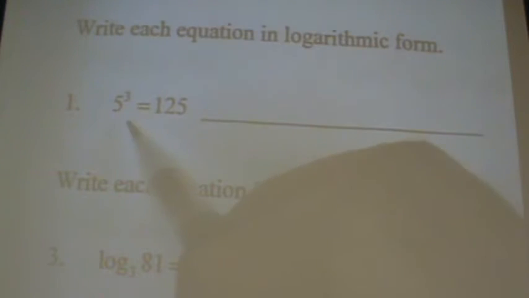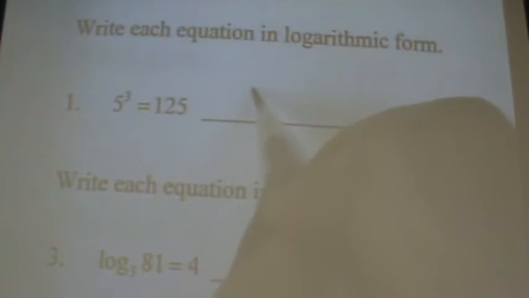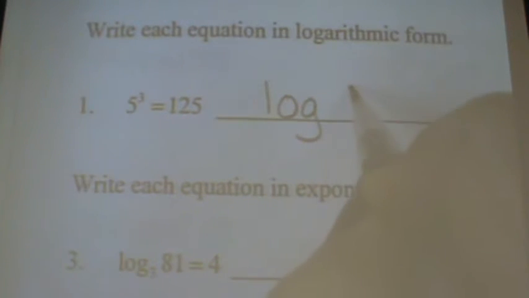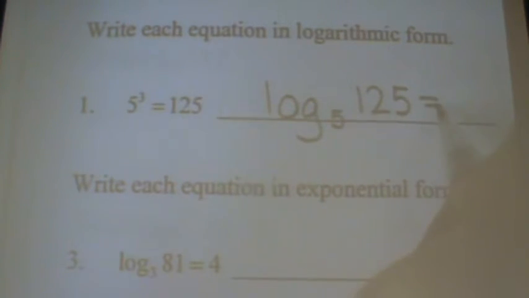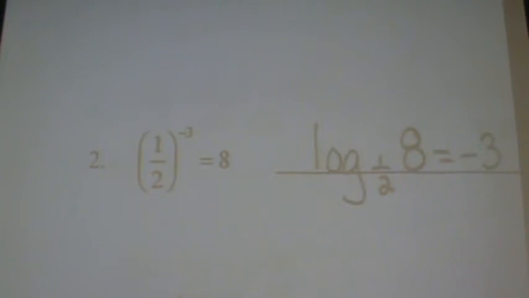How do you write 5 to the third power is equal to 125 in log form? Log base 5. First we say the number, log of 125, then you go to the base 5 equals, what did we say a log is? It's an exponent. Good job. How would you write the next one? Log of 8 base 1/2 is equal to negative 3.